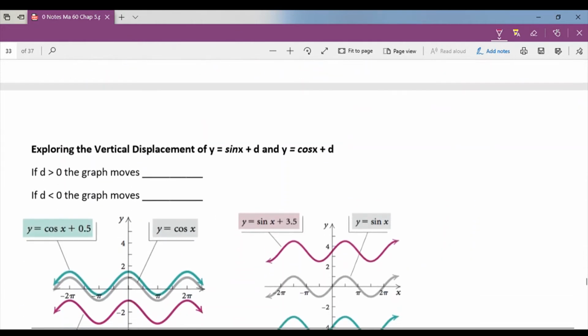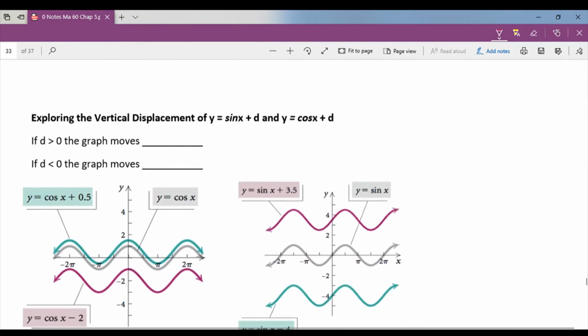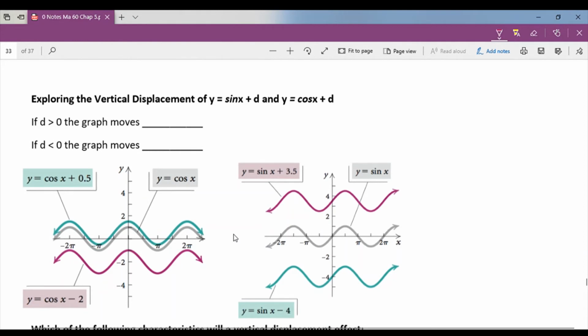All right, the last transformation we're going to talk about is D. D, if it's greater than 0, it moves your graph up. Here's some examples. If you've got plus 0.5, your blue graph is your gray graph moved up 0.5. If it's negative, it's going to move down. And again, this purple graph is your cosecant graph moved down 2. And here's an example of it moving sine. If it's plus 3.5, it goes up 3.5.